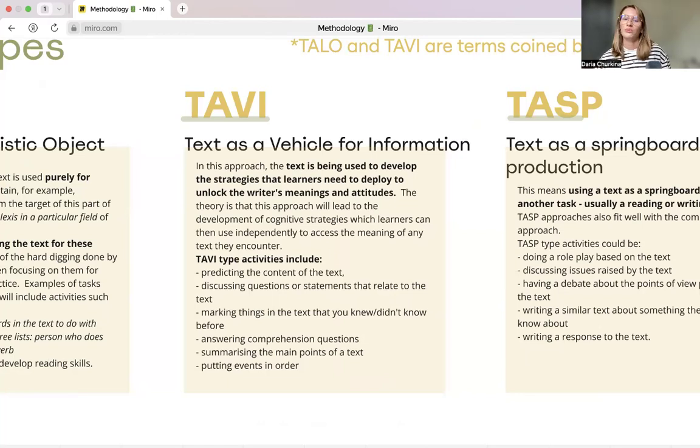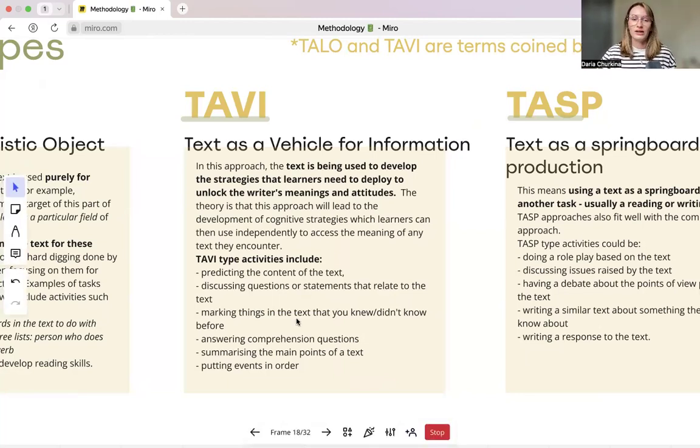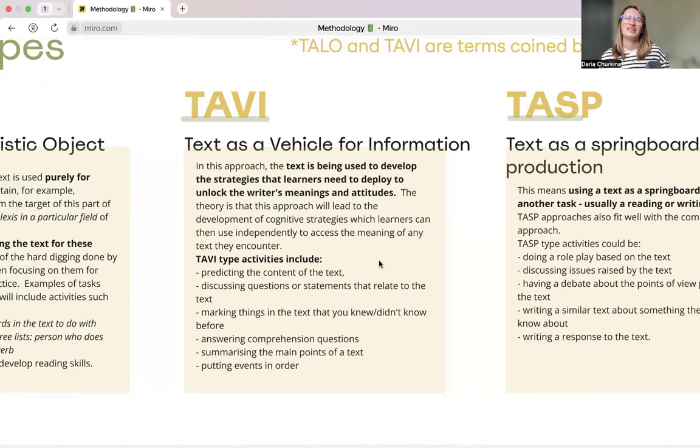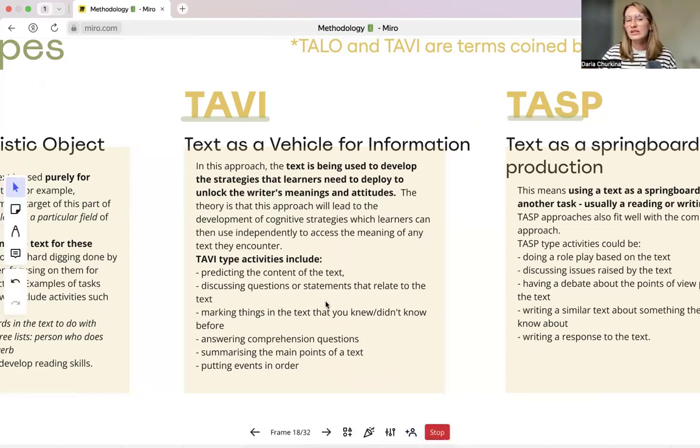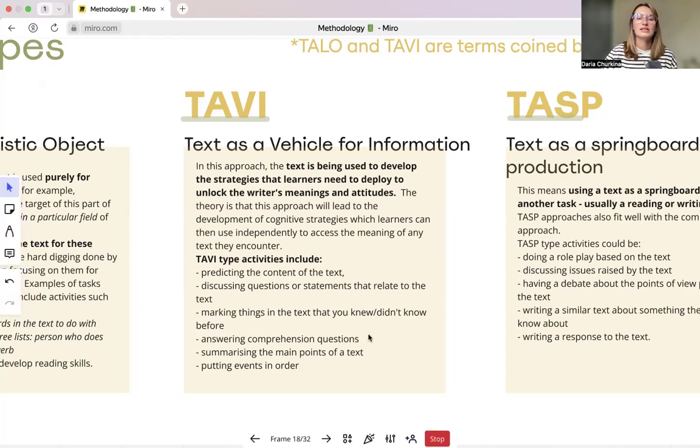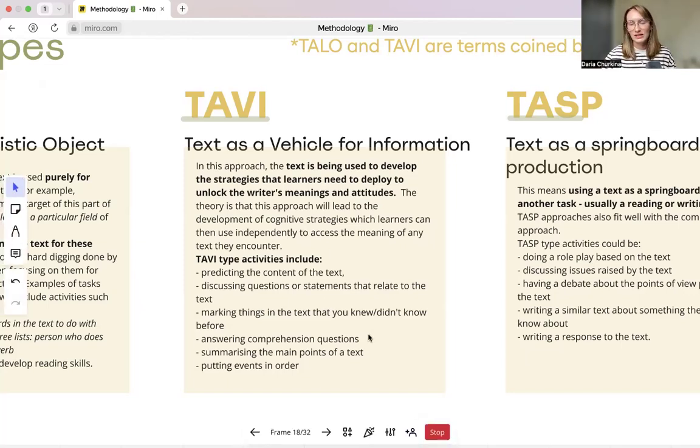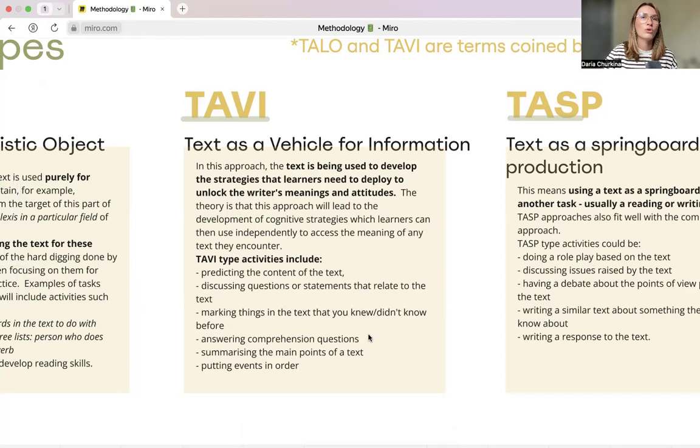This is when we are developing the cognitive strategies for learners to be able to independently work with the text further on. Some activities that are represented by this type of text would be predicting the content, discussing questions, marking things in the text that they know or never heard of before, answering comprehension questions, summarizing.